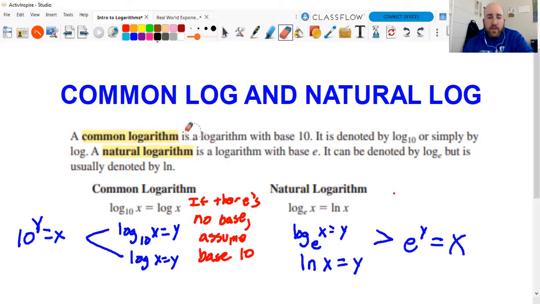So if you ever see a reference to a common log, it is log with base 10, or simply log. So log base 10 of x is equal to log of x. If you say a log with no base, we assume it's base 10.